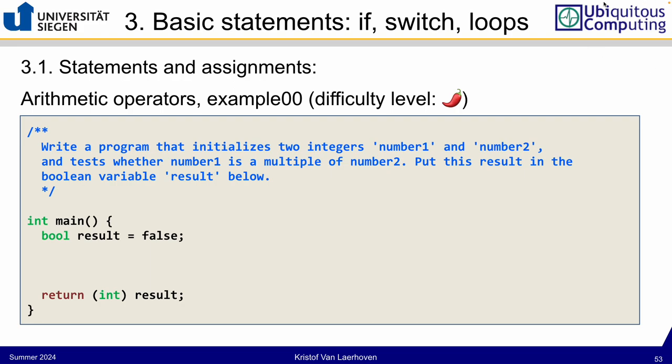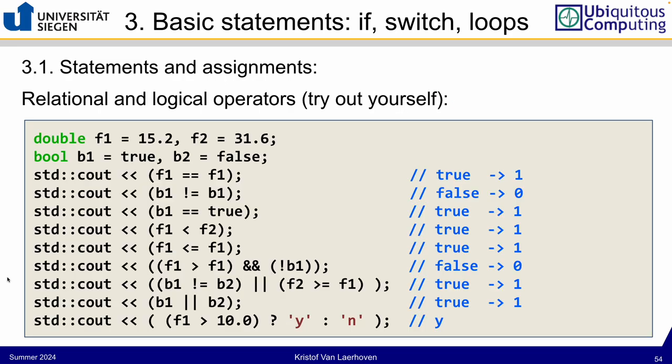So we have two integers, number 1, number 2. We need to test whether number 1 is a multiple of number 2 and put that in the result below. That is something that you can do, but I think it's rather easy. I will go on in the interest of time and then do another example in a second.